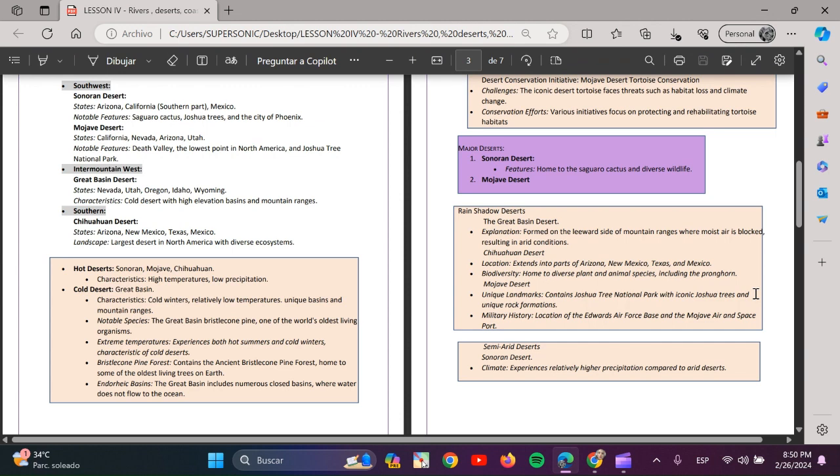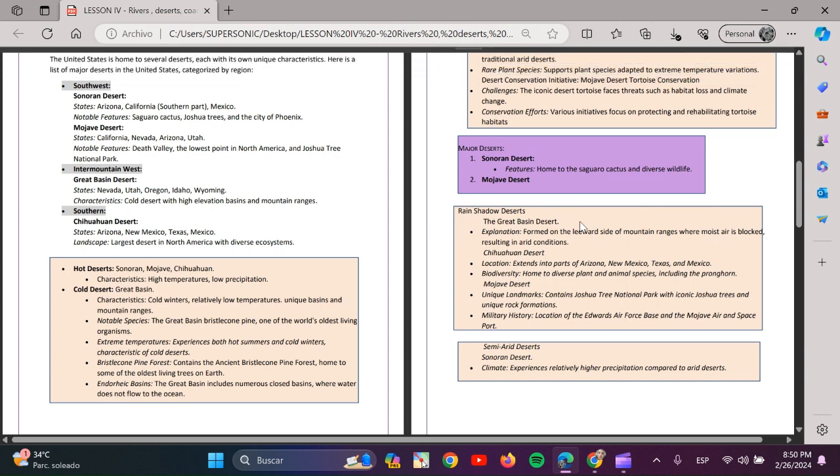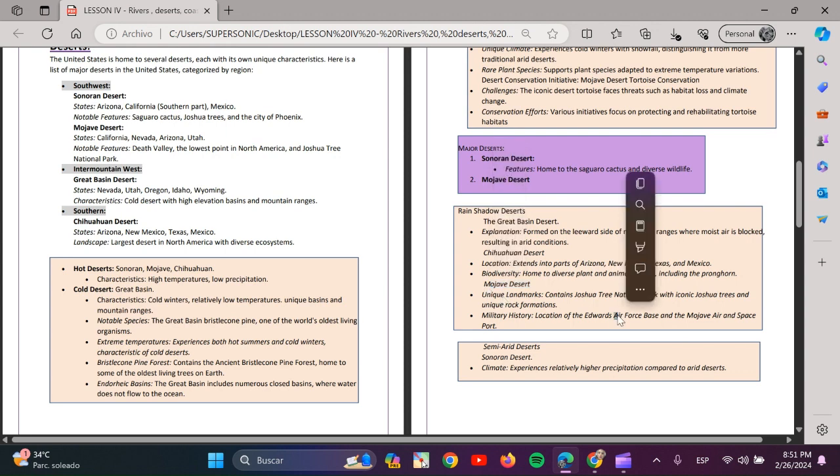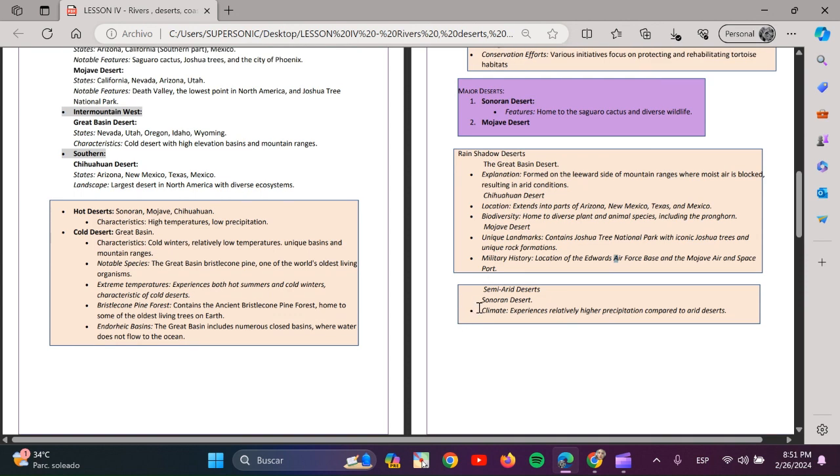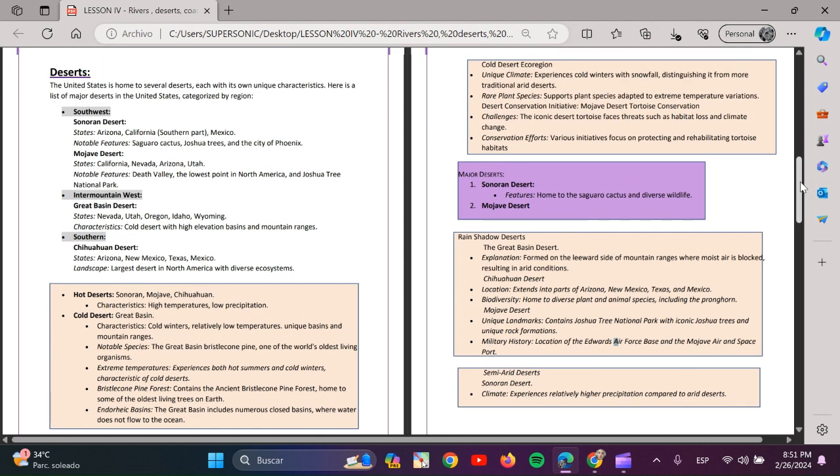In another kind of classification we can find rain shadow desert and semi-arid desert. In rain shadow desert we can find again the Great Basin Desert and the Chihuahuan Desert. And of course the Mojave Desert. In semi-arid desert we can find the Sonoran Desert. Well, as you can see, this classification is according to the climate.